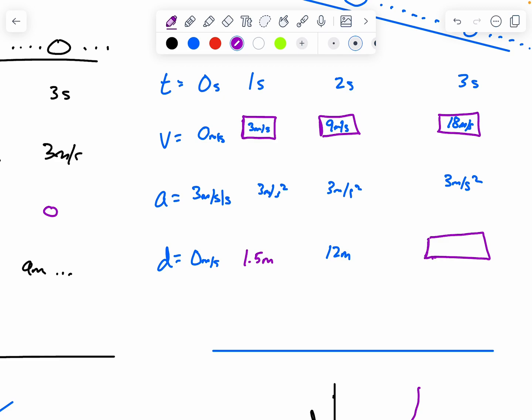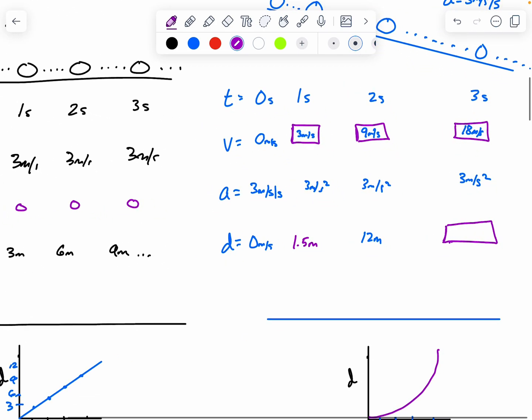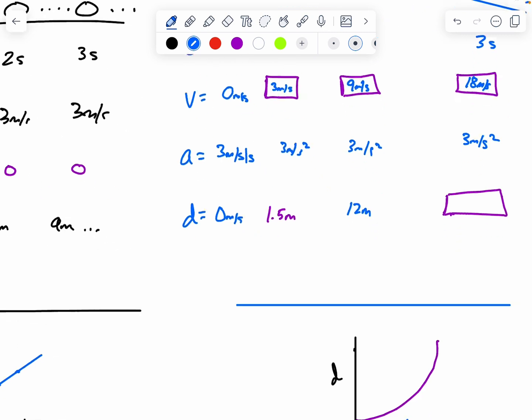All right, so pause the video right now, and I'm going to have you figure out what is the displacement at the end of 3 seconds, okay? You can use whichever method that you would like, but solve for the displacement at the end of 3 seconds, all right? And then when you're ready, unpause, and we'll work through it together.